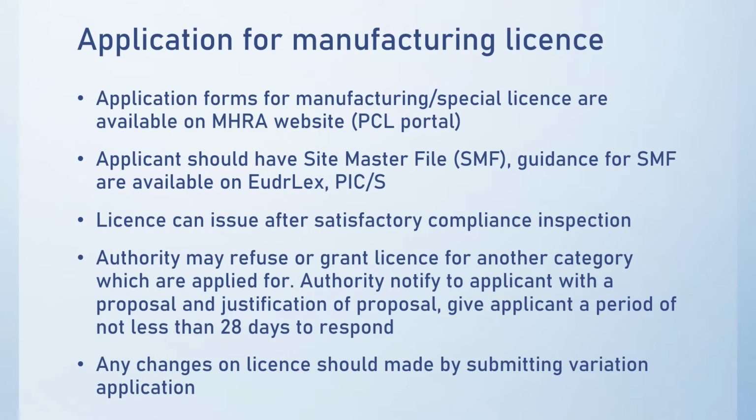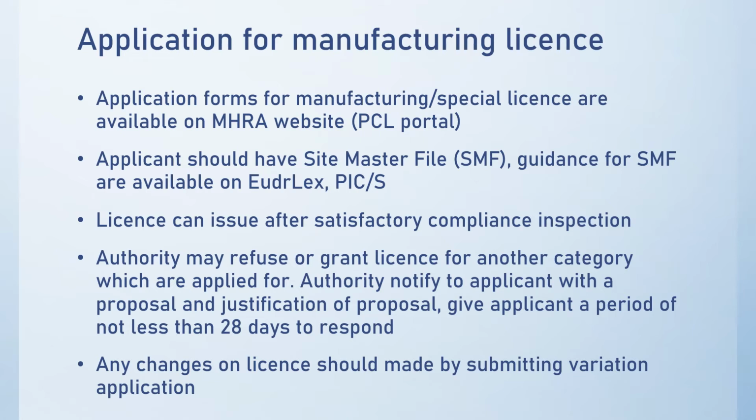Application for manufacturing license. Application forms for manufacturing license are available on MHRA website on PCL portal. Applicant should have site master file. A site master file contains specific and factual information about the production and/or control of pharmaceutical operation to be carried out on the site. The guidance for the site master file are available on EudraLex or PIC/S guidance. License can be issued after satisfactory compliance inspection. Authority may refuse or grant license for another category which is not applied for. Authority notifies the applicant with a proposal and justification of the proposal, giving the applicant a period of not less than 28 days to respond.